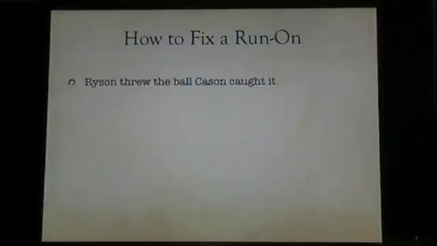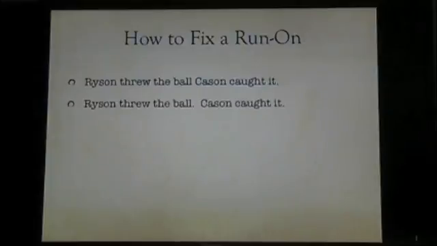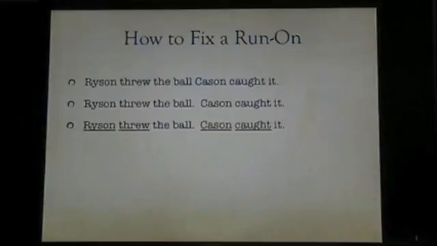But that's not correct. You can't use a comma to connect 2 complete sentences. It's just not strong enough. You need a stronger punctuation, like a period. Here we have "Racing through the ball, period, Casey caught it." You have a subject and verb in the first sentence, and you have a subject and verb in the second sentence. So this is your first option for how to fix a run-on.